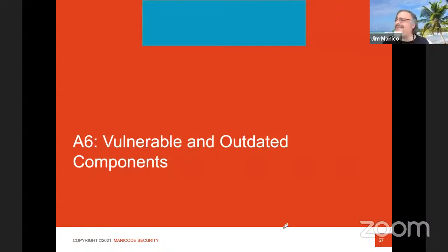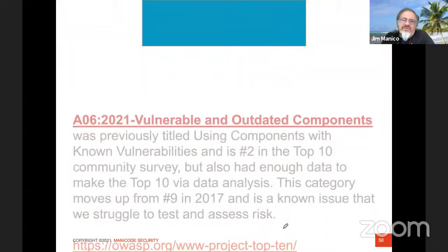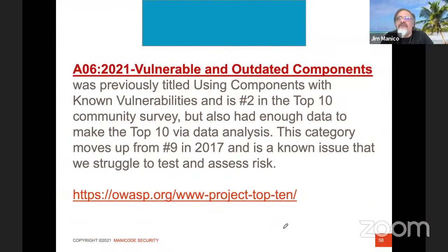OWASP Top 10 A6, vulnerable and outdated components. So we saw major incidents like Equifax going down because of an out-of-date third-party library. There are many other incidents I can quote, but this is now number 2 in the survey. Previously, components with known vulnerabilities. It's number 2 in the top 10 community survey. We also had enough data to make it a top 10 via data analysis.